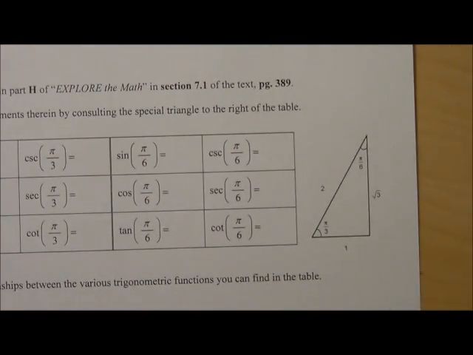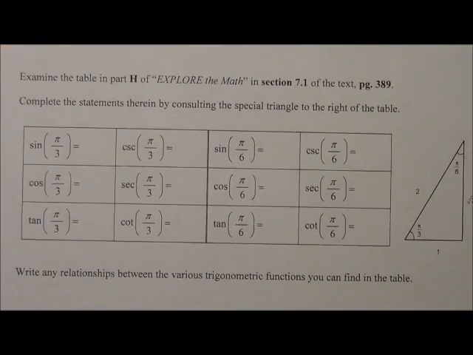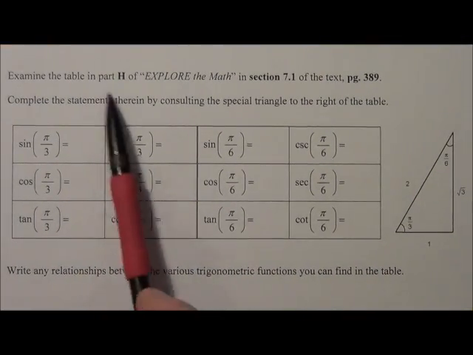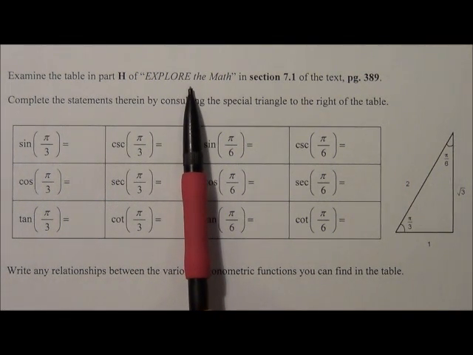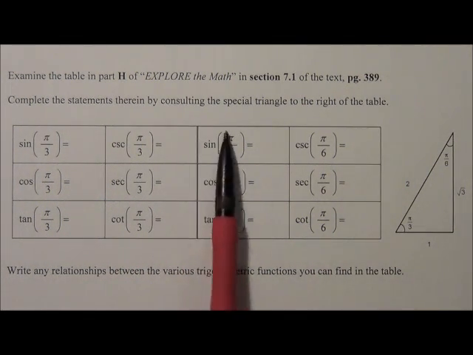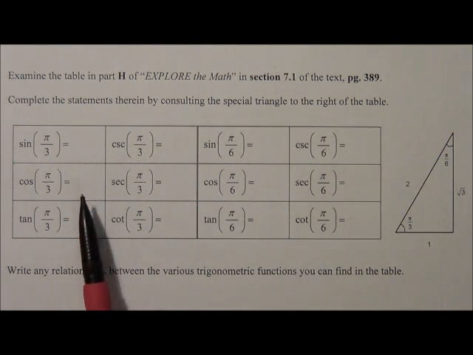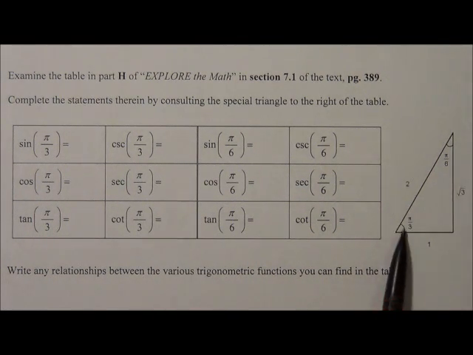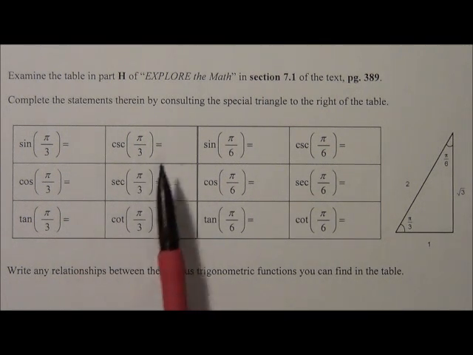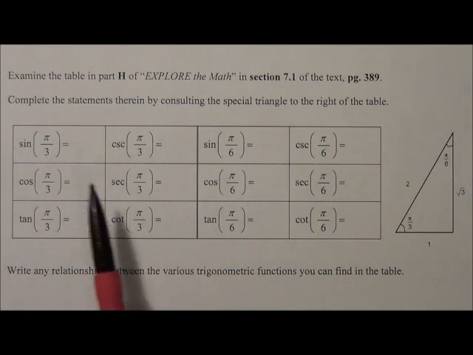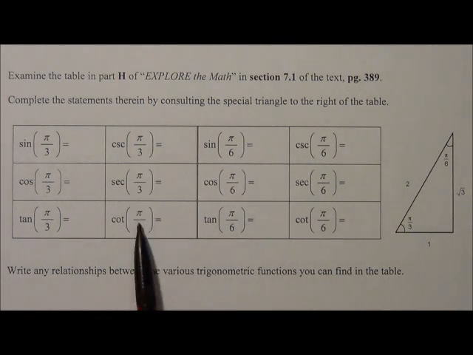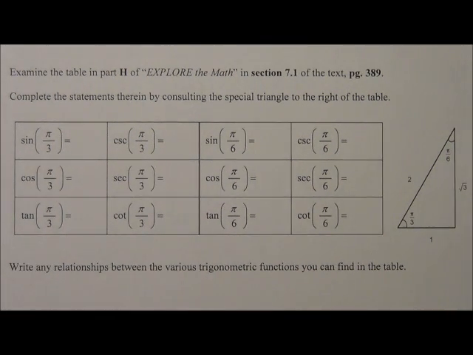Alright, we'll move along now. What I'd like you to do is, the table in part H of the Explore the Math in section 7.1 of the textbook, page 389, is basically the same as this. Complete all these statements in this table by examining this special triangle and come up with these trig ratios for all of the primary trig functions and the secondary trig functions. Pause the video and come back to check your table.